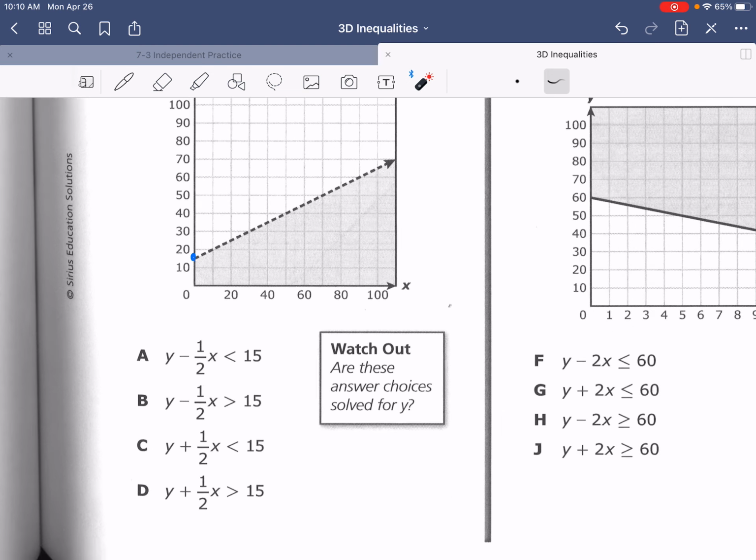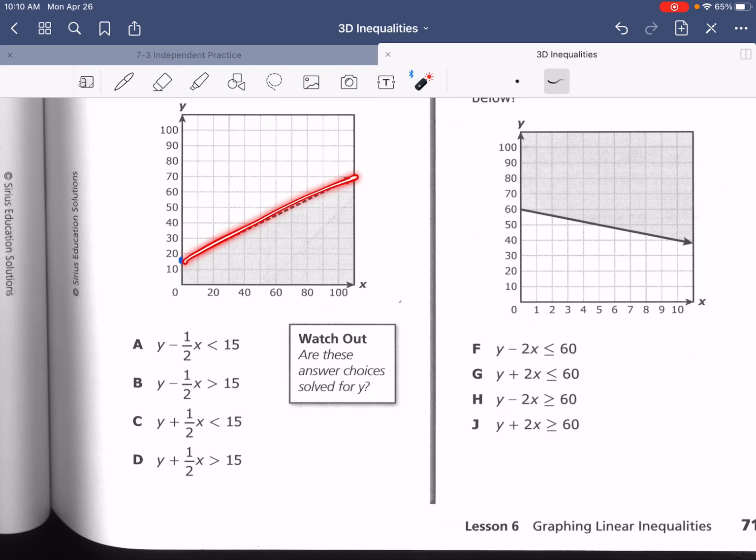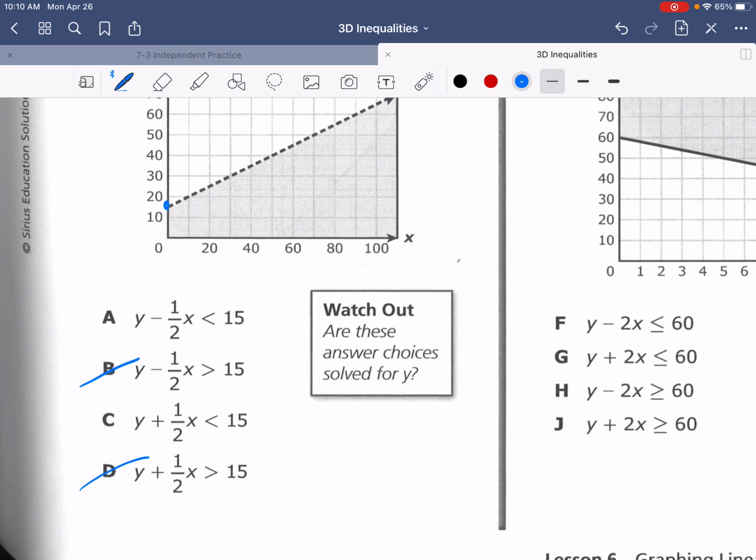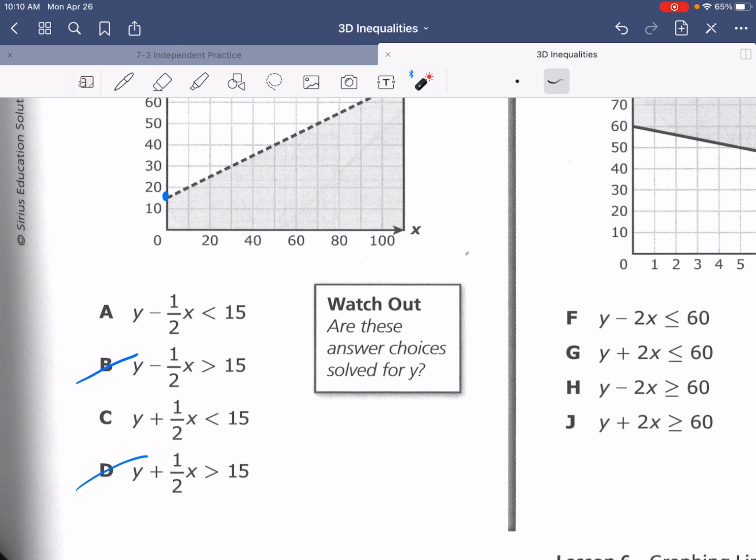But that's not a problem because, first of all, it should be shaded bottom part, right? Which means it should be less than y. So it cannot be B, it cannot be D. It's A or C. So how can we move this one to the other side? Plus 1 over 2x to both sides. So the first one is going to be: y is less than 1 over 2x plus 15.